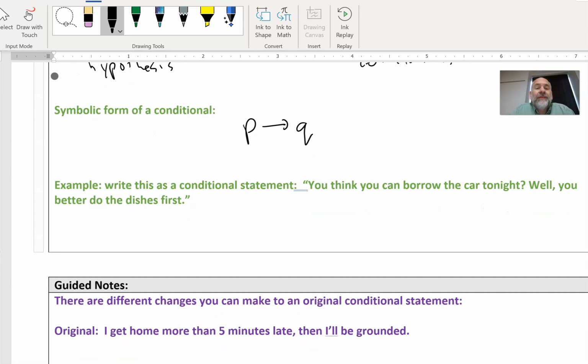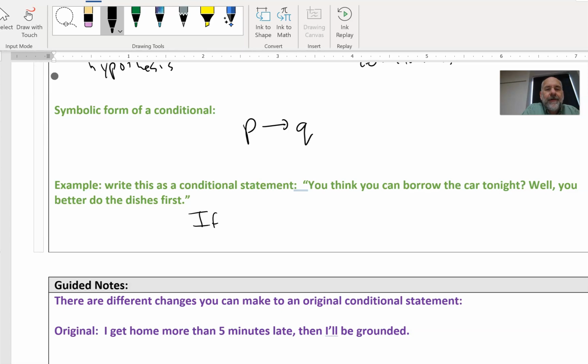So, for example, write this as a conditional statement. You think you can borrow the car tonight? Well, you better do the dishes first. Now, when we do these kinds of statements, we like to bring them into real life, and so you have to think about the situation. Is it if you borrow the car, then you do the dishes, or is it if you do the dishes, then you can borrow the car? You have to think about which one this means. And I'd say it was the second.